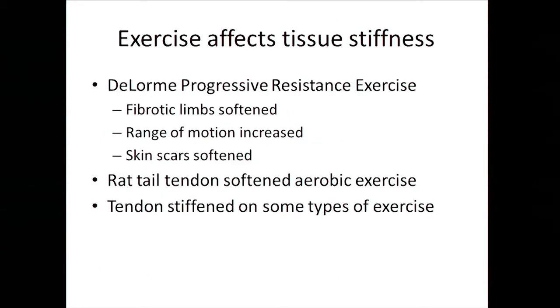Exercise affects tissue stiffness. So Delorme developed a progressive resistive exercise program back in the 1940s. And what he noticed was that fibrotic limbs softened, range of motion increased, and even skin scars softened the way he was doing exercise. There's some data that show that a rat tail tendon will soften when you put the rats on aerobic exercise. And there's data that shows if you exercise one way, your tendons get stiffer. You exercise another way, the tendons don't.